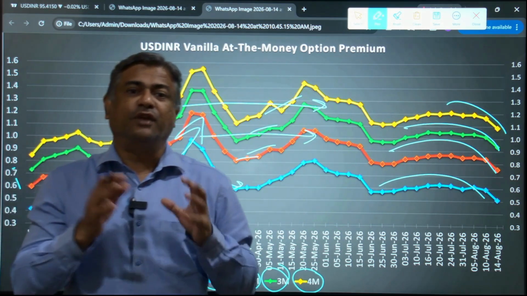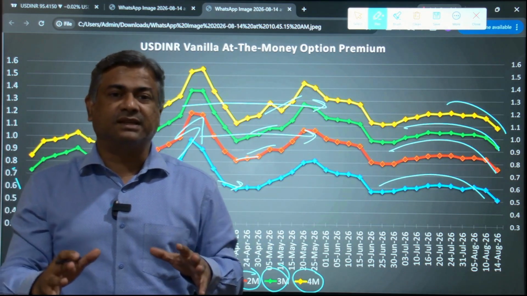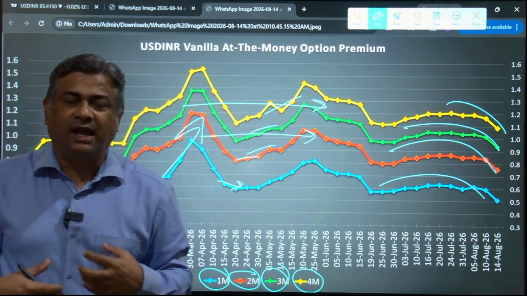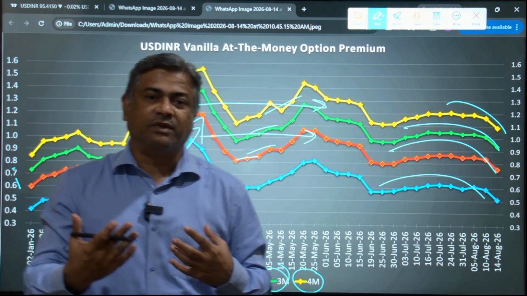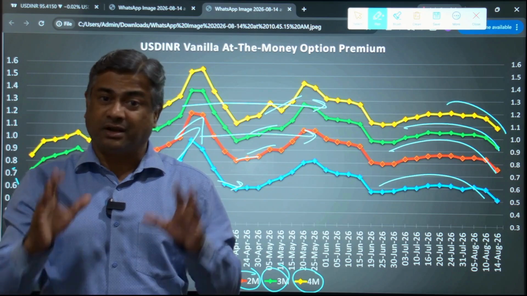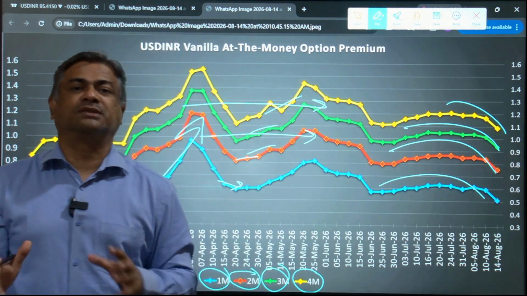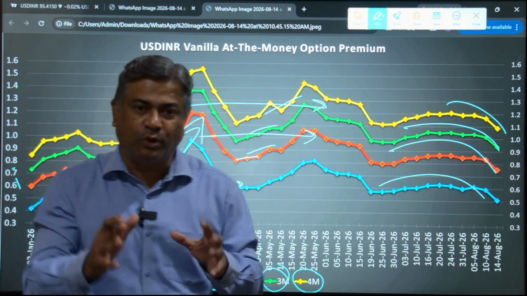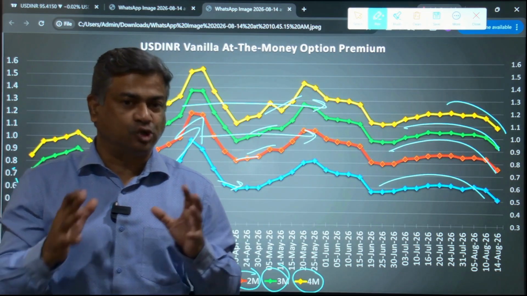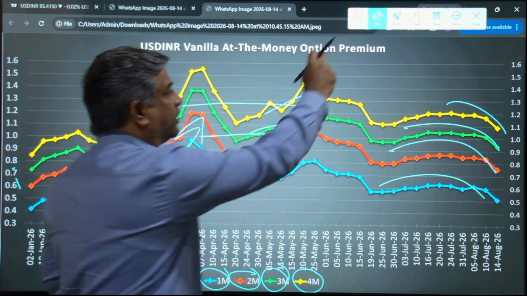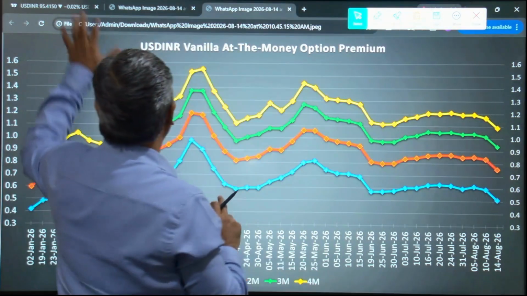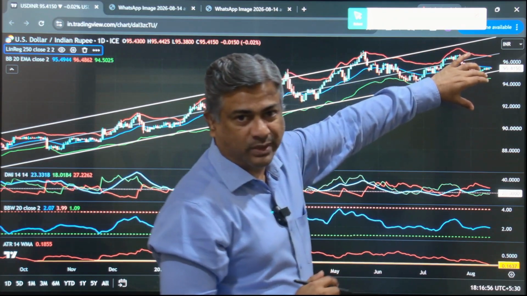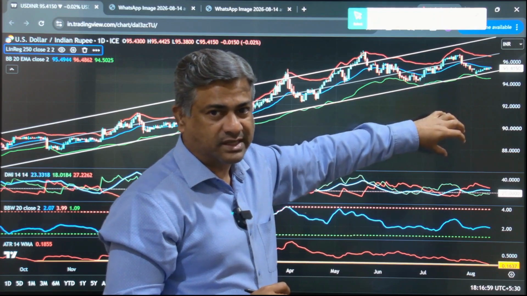Plain and simple, if you are using options to hedge, this is one of the best times to do it. Options cost has come down, and since cost has come down, the break points will all be favorable. Remember, the risk is still there, but the cost has come down. So options as a hedging instrument, both dollar exporters and importers should do it. Now let's come to the levels. If you see, the levels are still on the lower side.